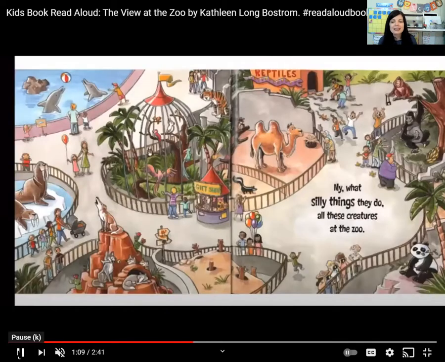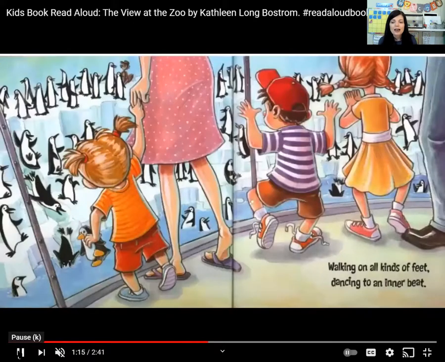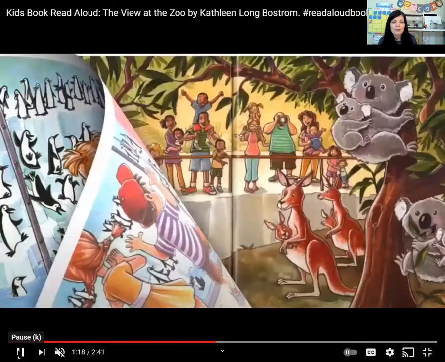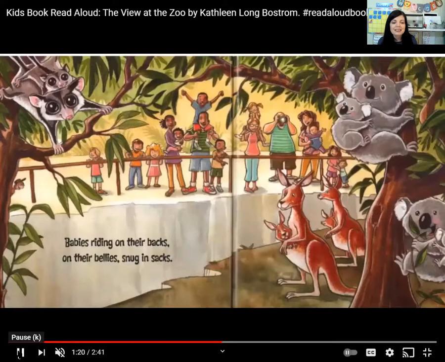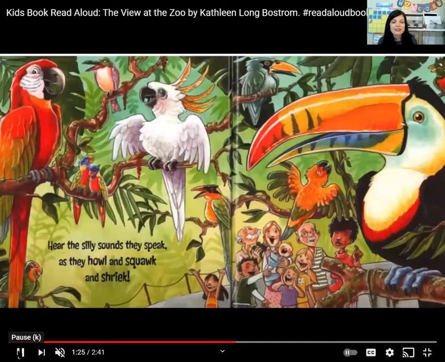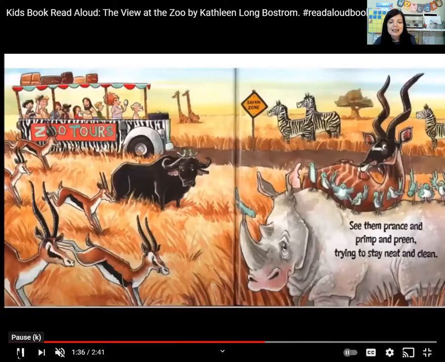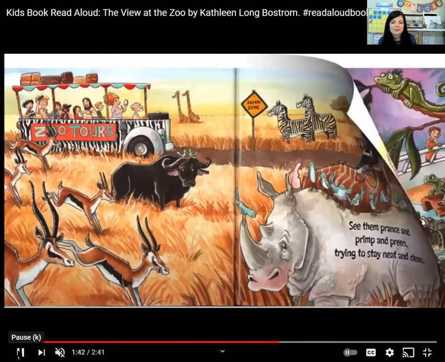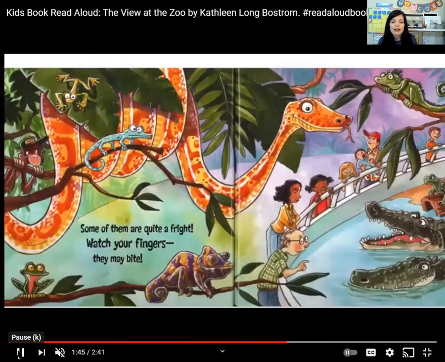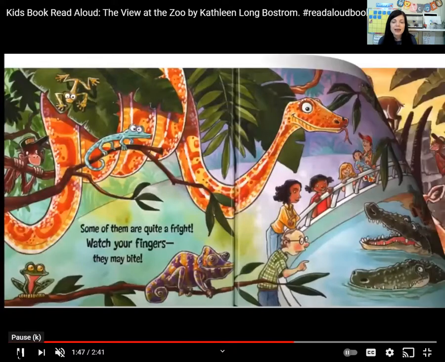My, what silly things they do, all these creatures at the zoo. Walking on all kinds of feet, dancing to an inner beat. Babies riding on their backs, on their bellies snug in sacks. Hear the silly sounds they speak as they howl and squawk and shriek. How they eat, they never stop. That one looks about to pop. See them prance and primp and preen, trying to stay neat and clean. Some of them are quite a fright. Watch your fingers, they may bite.